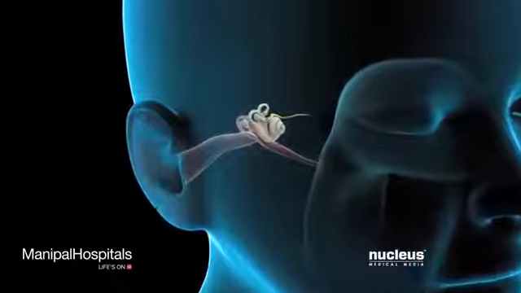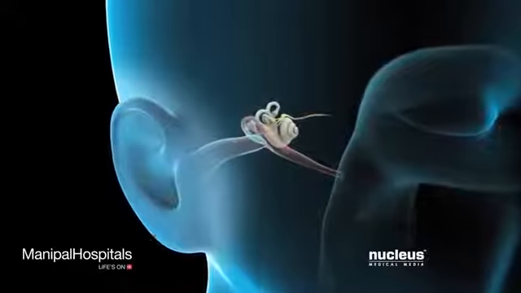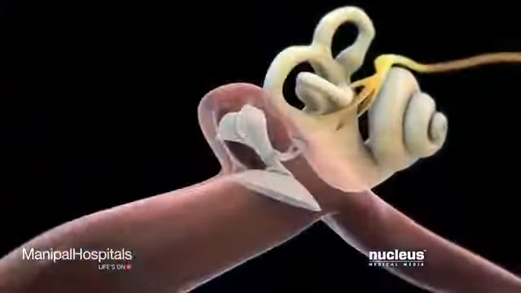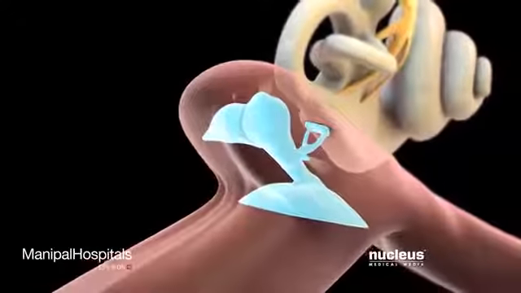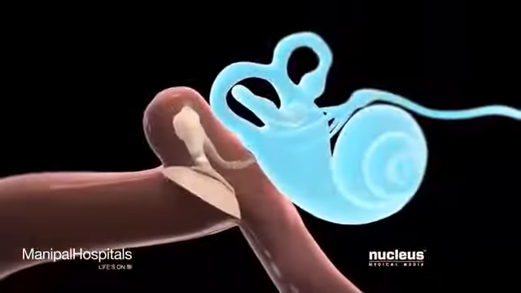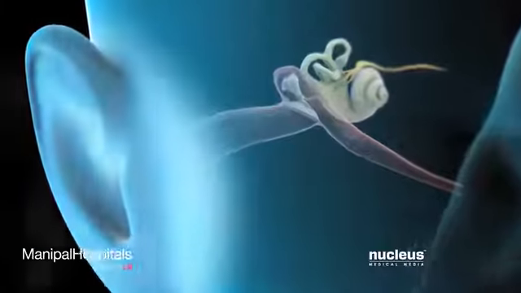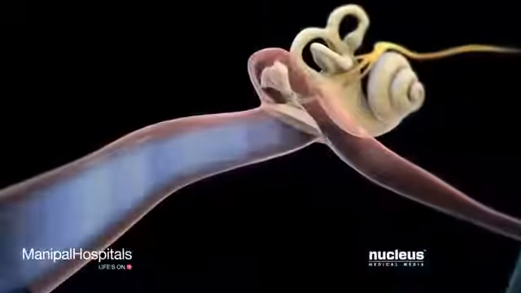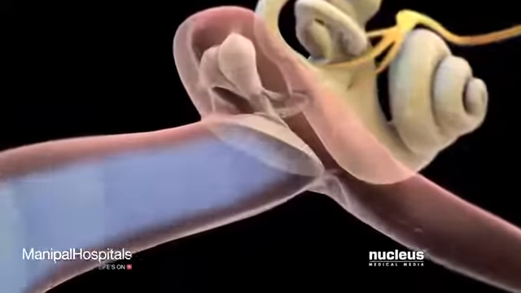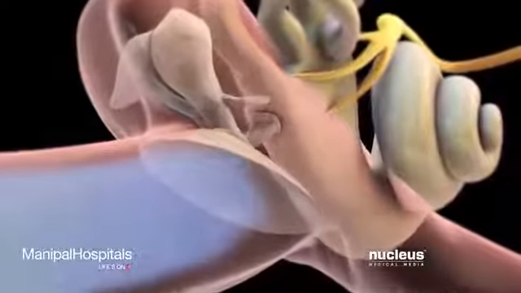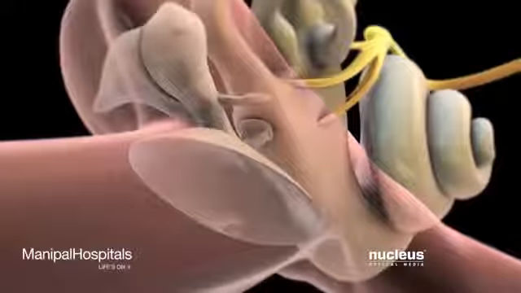The ear consists of three main parts: the outer ear, the middle ear, and the inner ear. The outer ear includes the pinna, which collects sound waves, and the ear canal, which transports sound waves to the eardrum, a paper-thin layer of tissue separating the outer and middle ear.